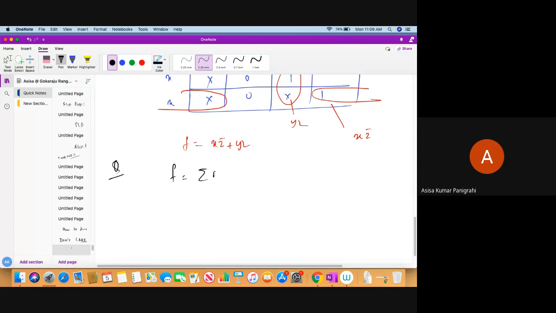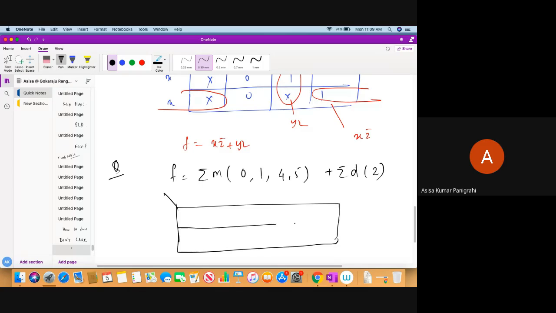F, which is summation of m 0, 1, 4, 5, and don't care is, let's say, 2. So very important, students, this question. What you need to do is minimize and realize. It's again a 3 variable, because 5 is the highest, 1, 0, 1. We require 3 variables. So these are my 8 cells for it. A, B, C, let's say. So B bar C bar, B bar C, B C, B C bar, and A bar, A. So I need 0, 1, 4, 5, and 2 is don't care, other places 0.